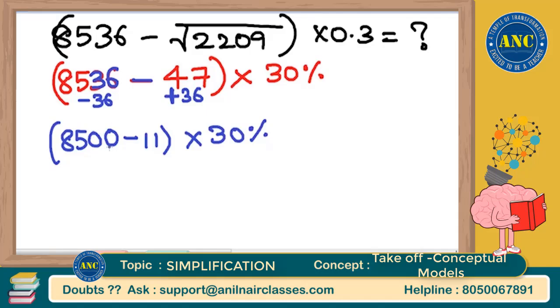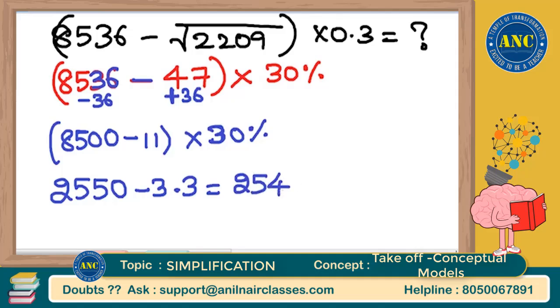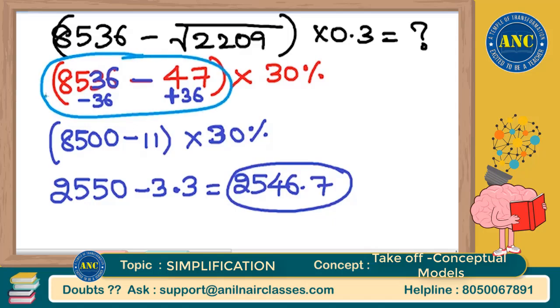These zeros will get cancelled. So it is 85 into 30. 85 into 30 will give you 2550. Minus 10% is 1.1, so 30% is 3.3. From 2550 subtract 3, you will get 2547, and again subtract 0.3, 2546.7. This idea of converting from this particular step to this particular step should strike you, so that it will be very easy in calculations.